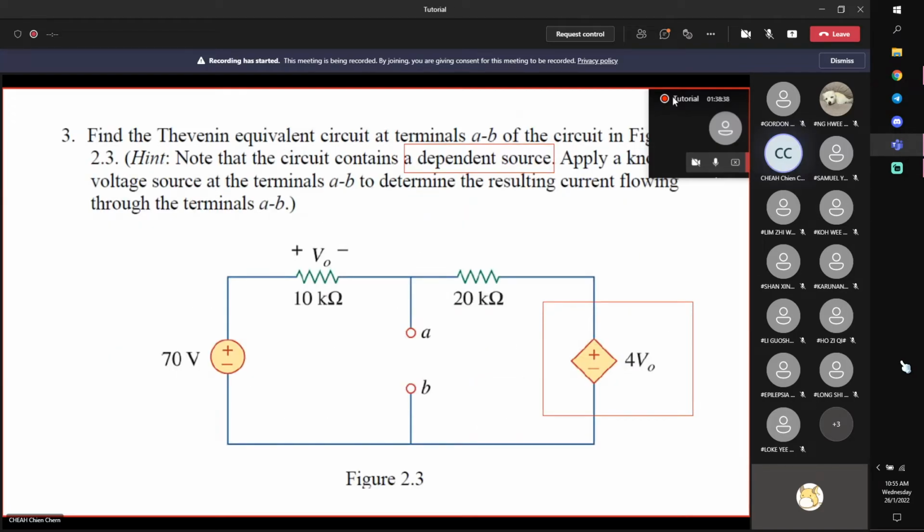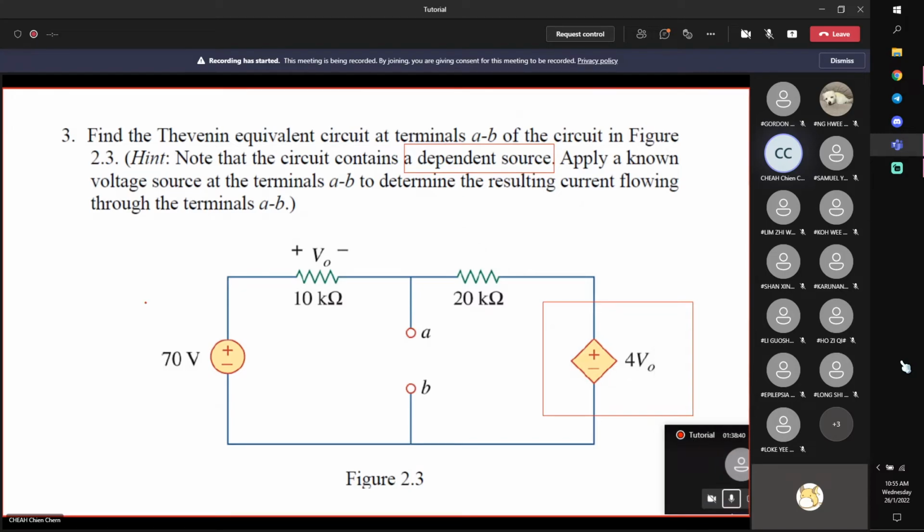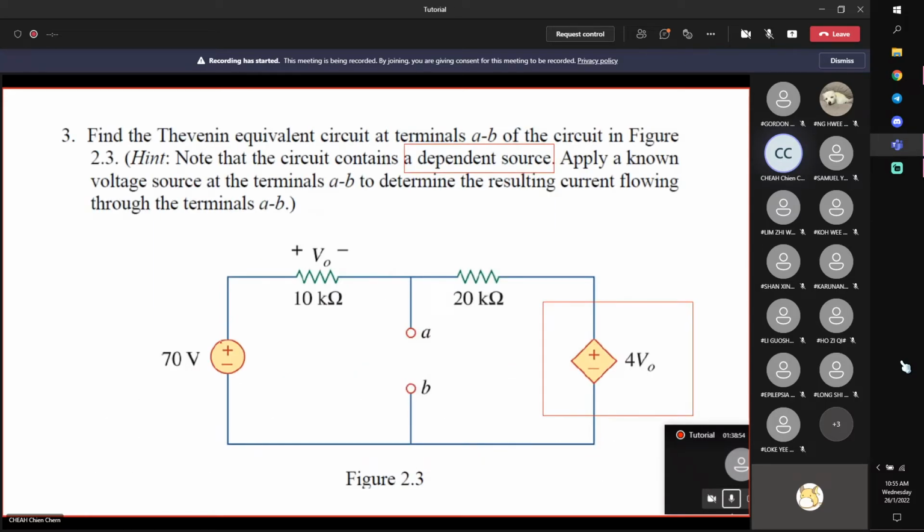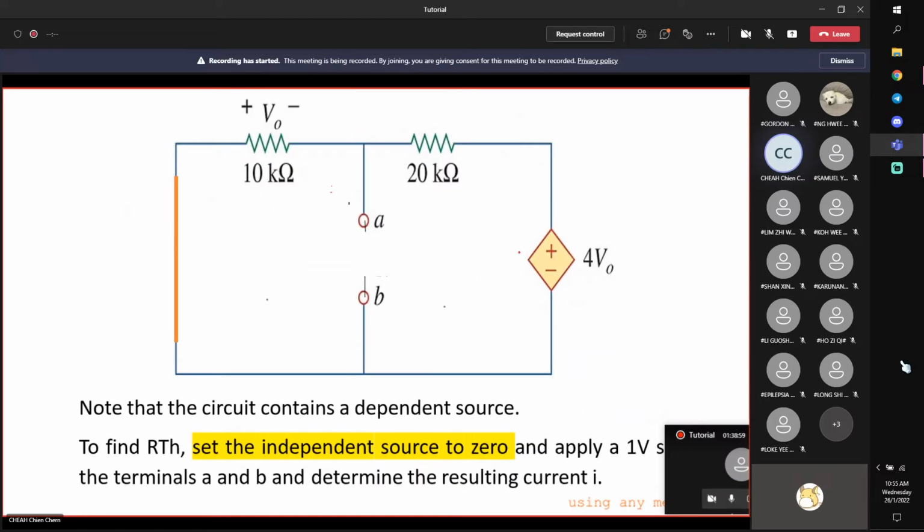So let's go back to question 3. Just now I jumped to question 4 because this question has a dependent source, which depends on the voltage across the 10 kilo ohm resistor. So when you simplify the circuit by turning off the voltage source, do not turn off this one, leave it there. If you remove it, you basically ignore the resistance of that component. So we set the independent source only to 0, and this is our circuit now.